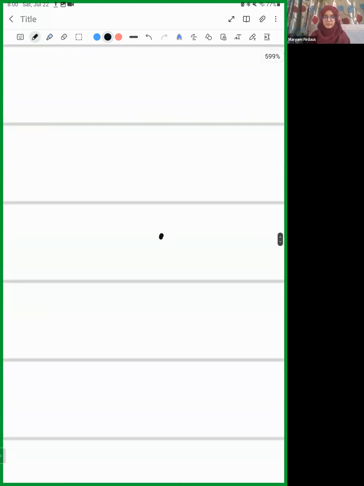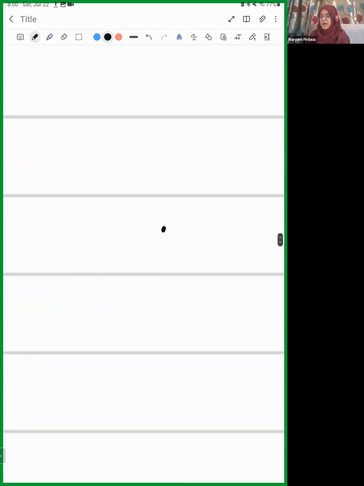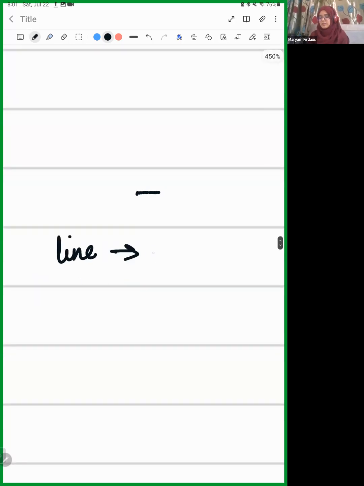If you have a point here, okay, you put another point right next to it over here, and then you put another point right next to it over here, and then another point, another point, another point. What do you think it's becoming? A line. Yes. A line is nothing but a collection of points.